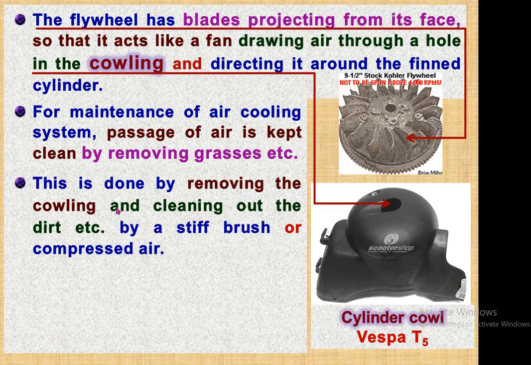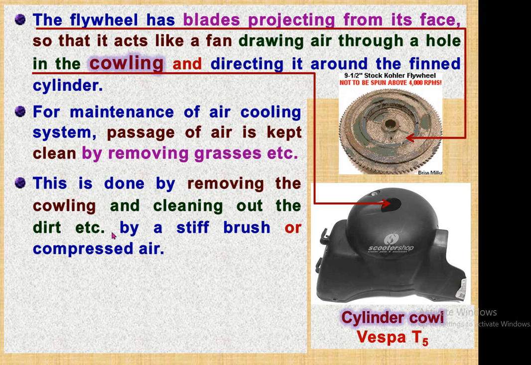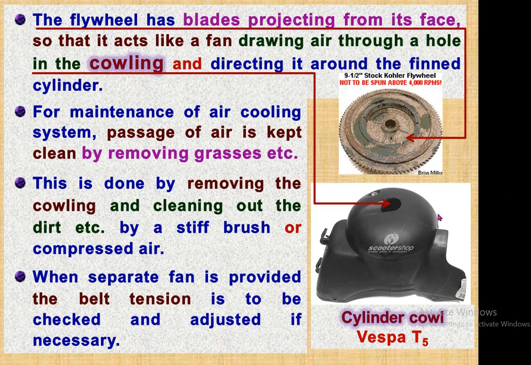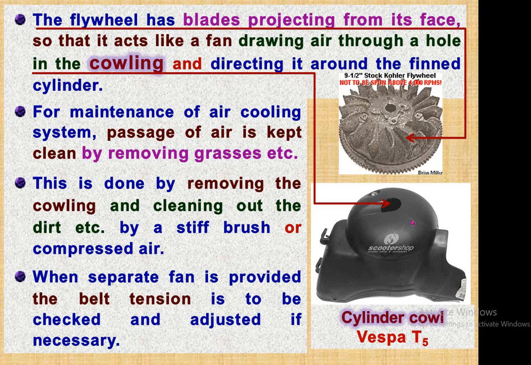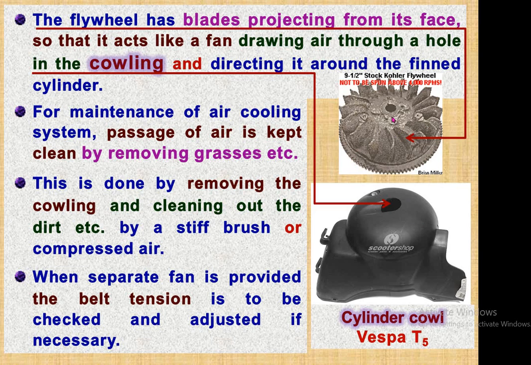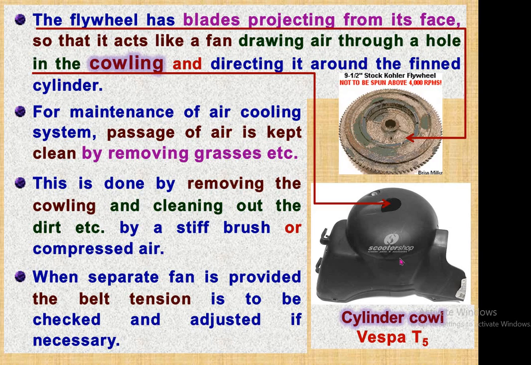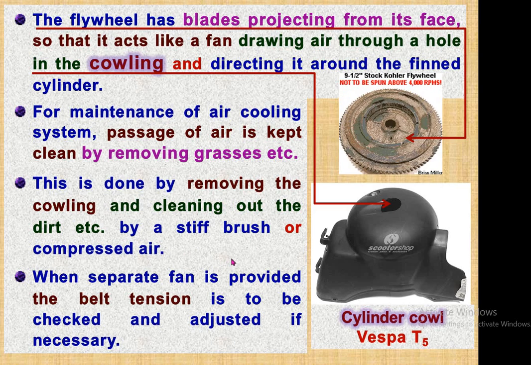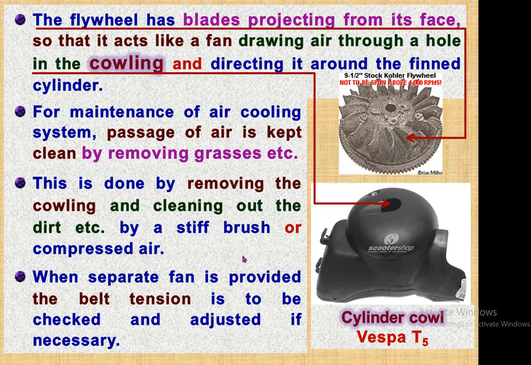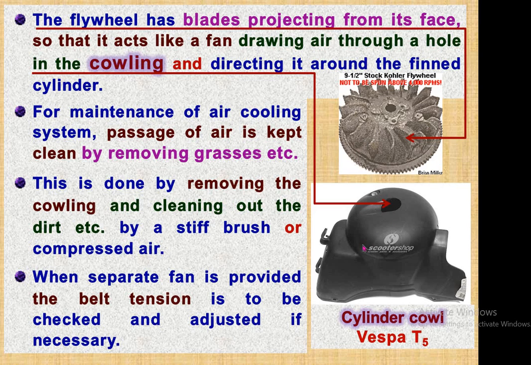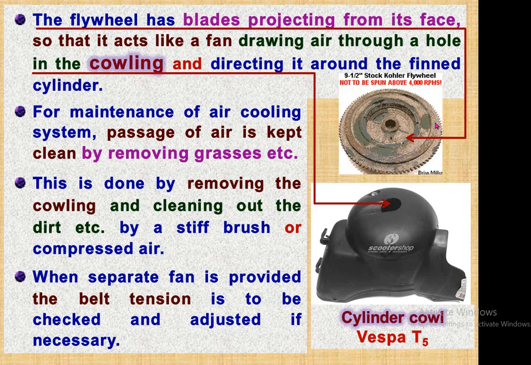This is done by removing the crawling and cleaning out the dirt, etc., by a stiff brush or compressed air. Means first we have to remove this crawling, and after removing whatever dust or anything that has stuck or adhered to the pins or inside of this crawling, it may be removed through a stiff brush, or compressed airflow is passed inside the fins as well as in the crawling, and it may be washed out, anything that has adhered to this system.